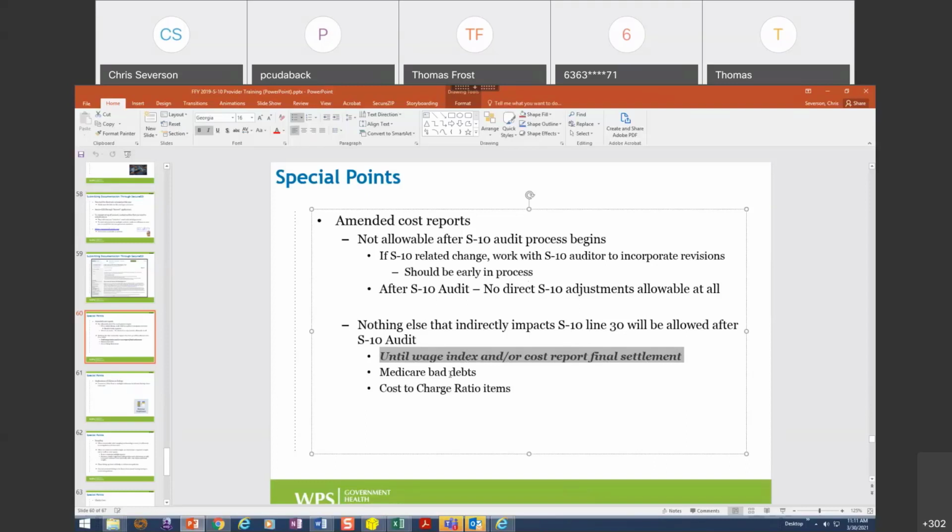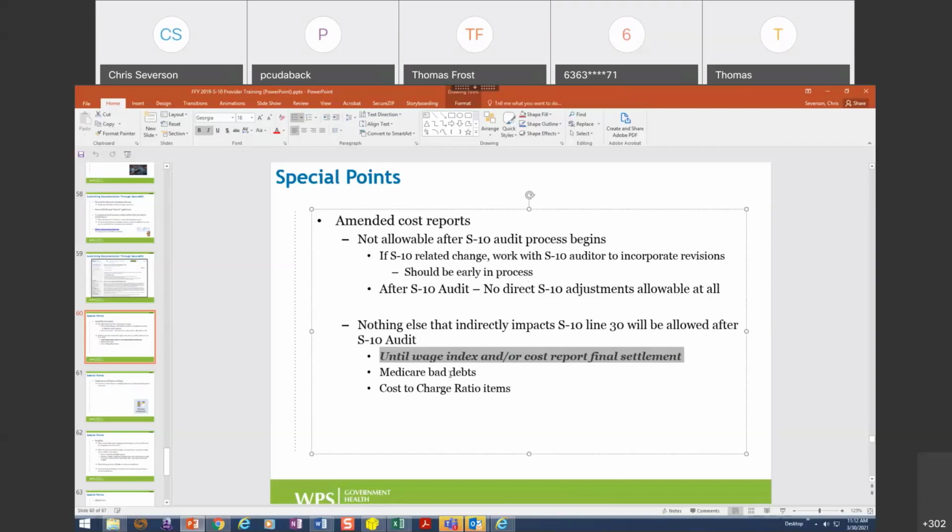Now, the one thing that's not excluded is your DSH, your Medicaid days. If you have a Medicaid day revision, that could still be submitted as an amended cost report. And in fact, we're required by regulation to accept one listing up to a year after the original acceptance, which in many cases goes beyond our S10 audits, or at least midway through the S10 audits.